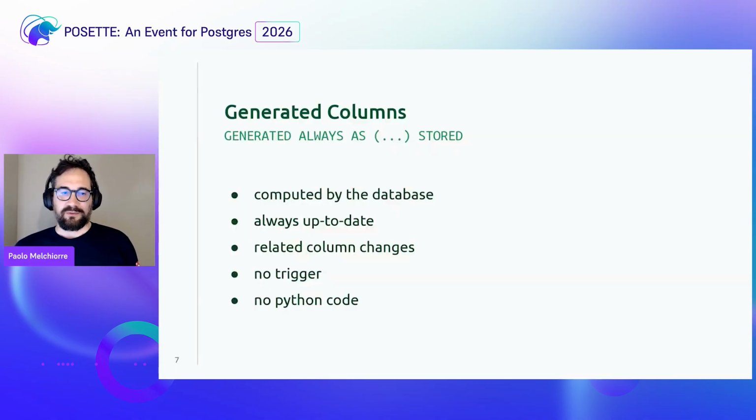I found out reading about this new functionality in Postgres, the generated column, and I noticed that it is something computed by the database, so it's very fast compared with Python. And reading more about its internals, I found out that it's also always updated and requires no trigger and no Python code, so something very aligned with the principle we just saw before.